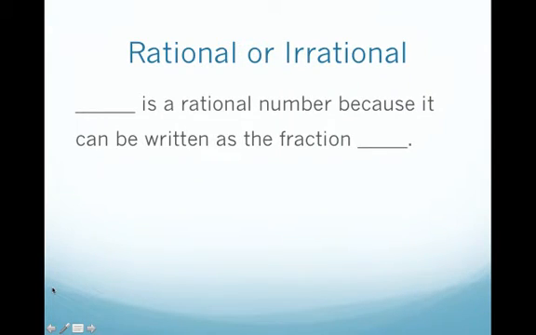Rational or irrational numbers. Sentence frame 1. Blank is a rational number because it can be written as the fraction blank. In the first blank, you're going to put a rational number. In the second blank, you're going to convert that first number into a fraction.